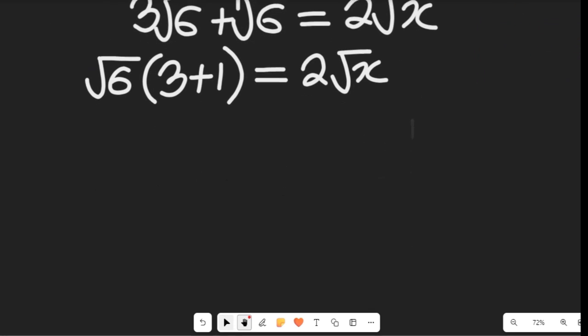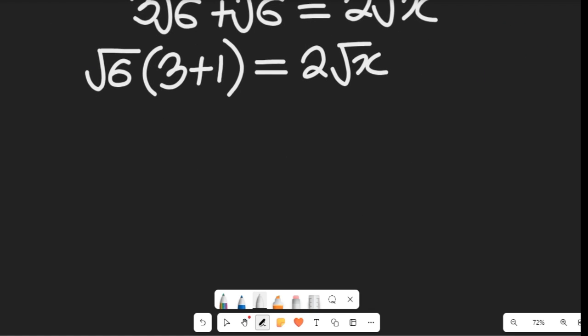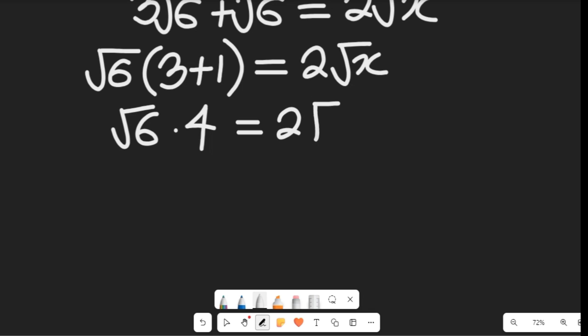In the next step, we'll simplify that. That is going to give us root 6 multiplied by 4 equal to 2 root what? Root x. Perfect. Now if I divide here by 4, and I divide this end by 4, what will we have?